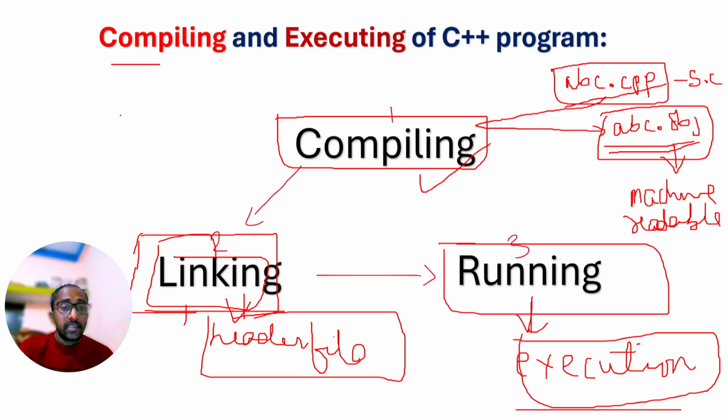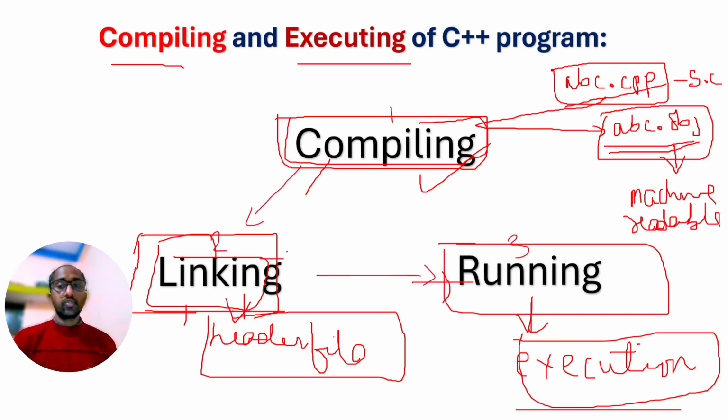So compiling and executing a C++ program has three stages: compile, link the files, and run or execute the file. So we have written a simple C++ program, and we understand the syntax: whenever you write any program, which things are needed, and how many lines of code you have to write to compile, link and run the program.